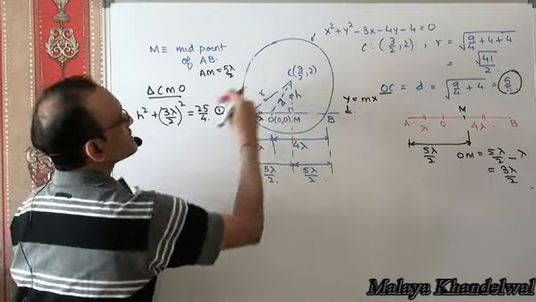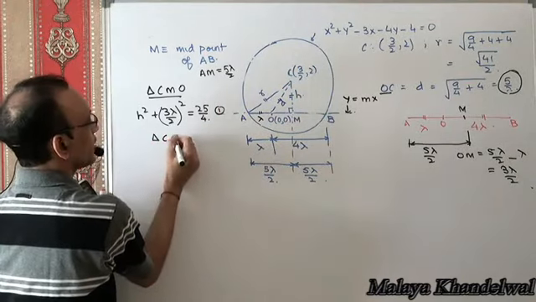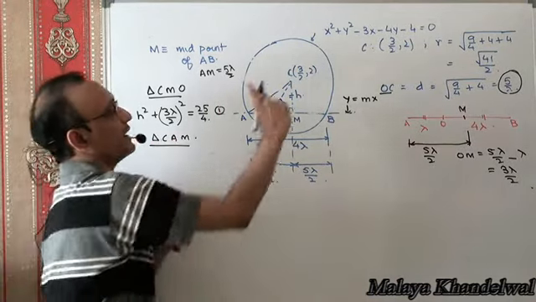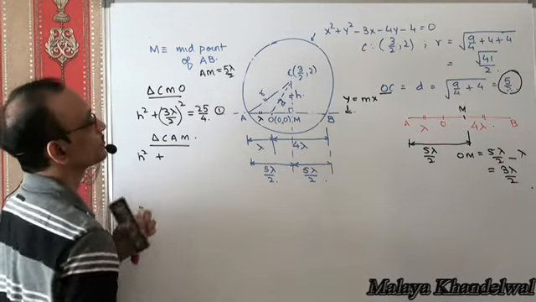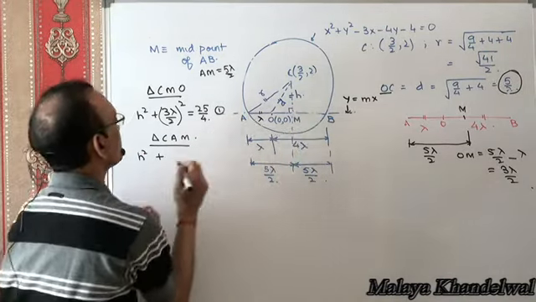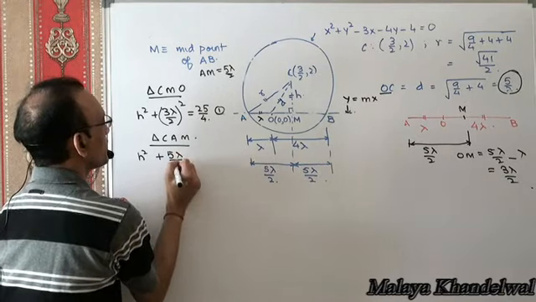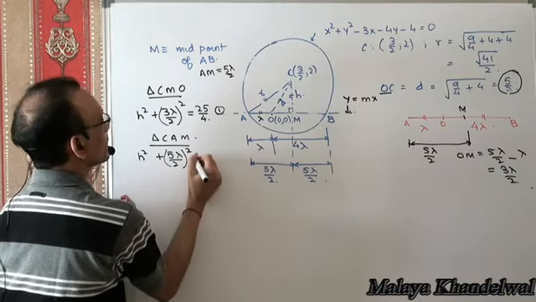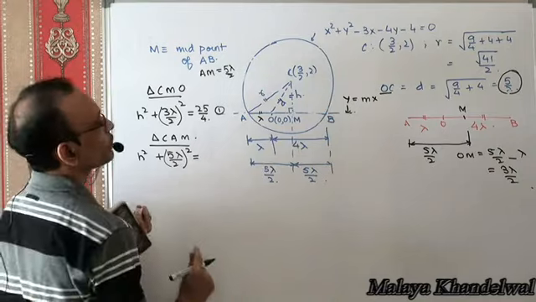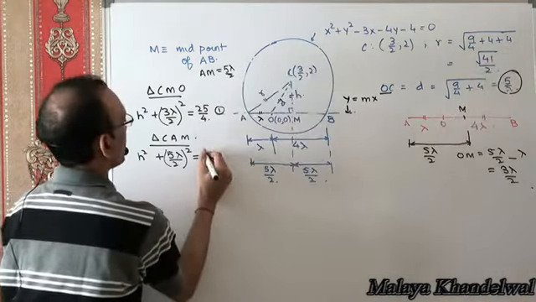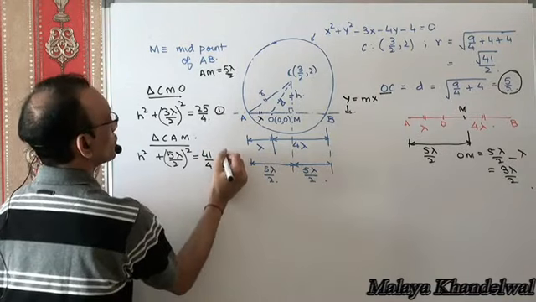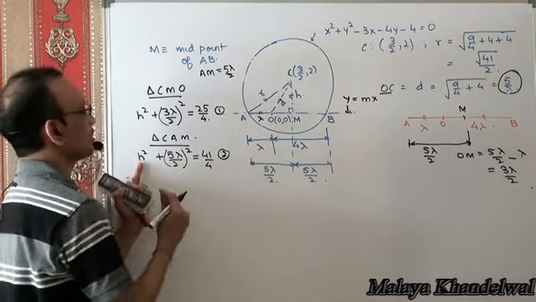Let me look at triangle CAM. Apply Pythagoras theorem to triangle CAM. Again, h² plus this length AM, which is 5 lambda by 2, whole squared, is equal to r². R² is the radius squared of the circle, which is 41 by 4. I need to solve for h essentially.